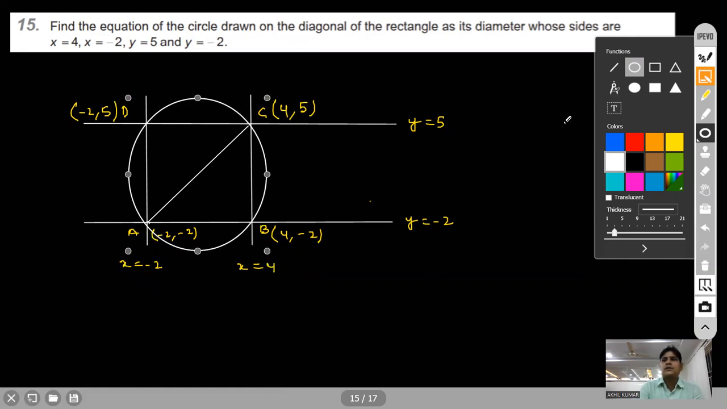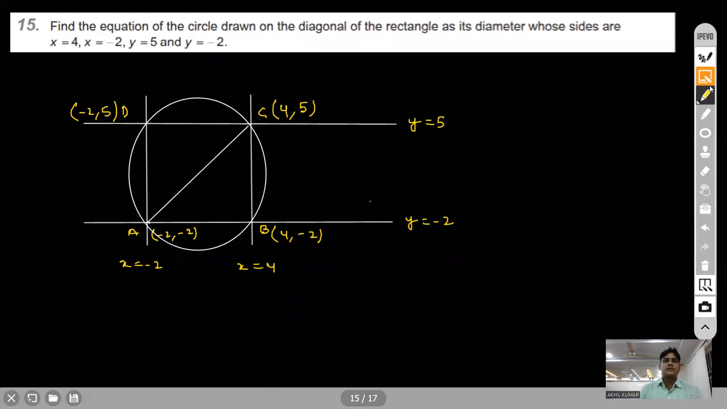Okay, so this equation of this circle we have to find out. Equation of this circle we need. So we know the diametric, and this AC will be nothing but the diameter, no? This is the diameter of the circle, and we know the coordinates of A and C.